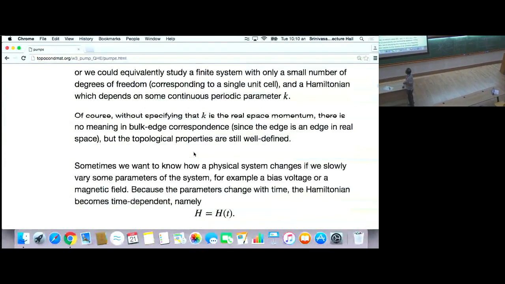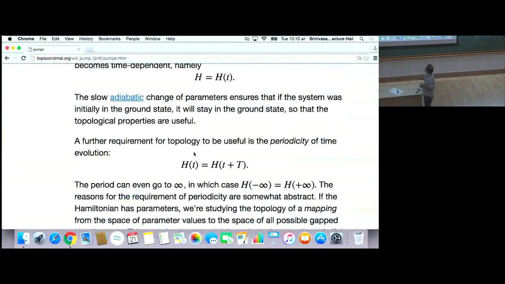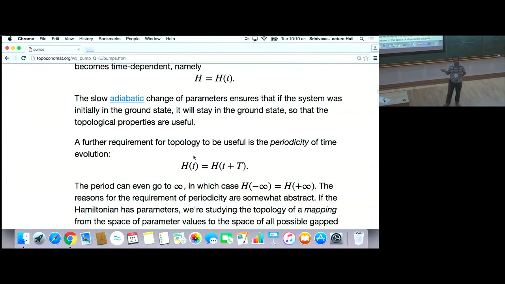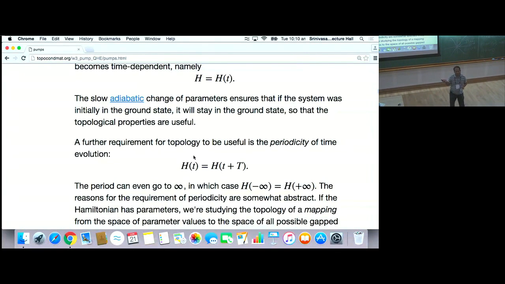So you have a Hamiltonian which changes in time. I'm going to think of the parameter as time. It changes slowly, adiabatically. And this should remind you of a famous theorem in quantum mechanics called the adiabatic theorem. The adiabatic theorem tells you that if you start in a ground state and change the Hamiltonian slowly, the wave function just follows the ground state of the instantaneous Hamiltonian. As the Hamiltonian changes, the wave function just stays in the ground state.